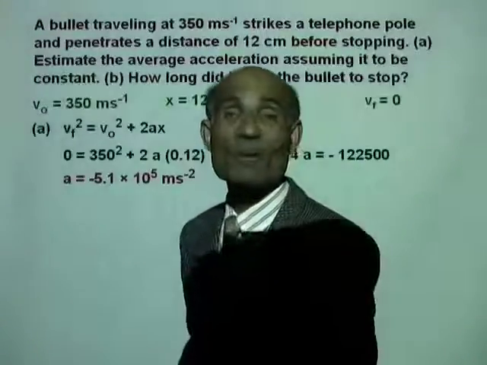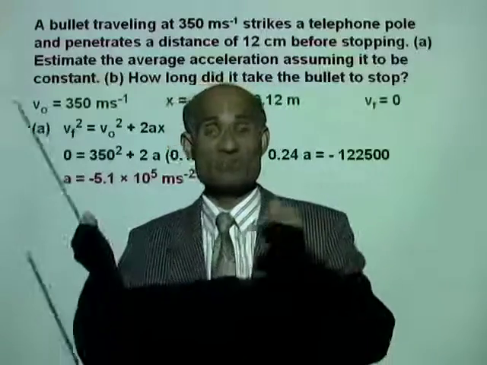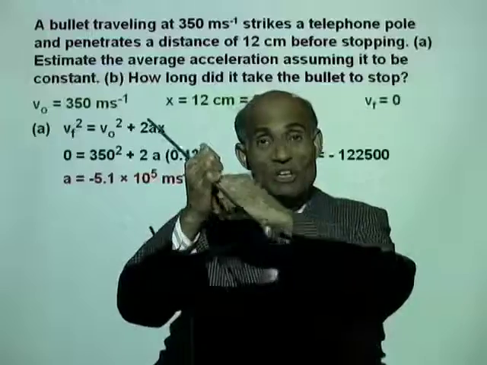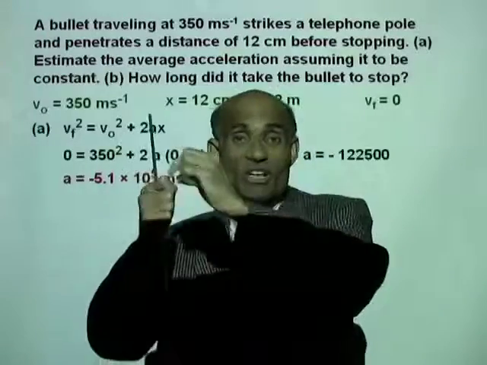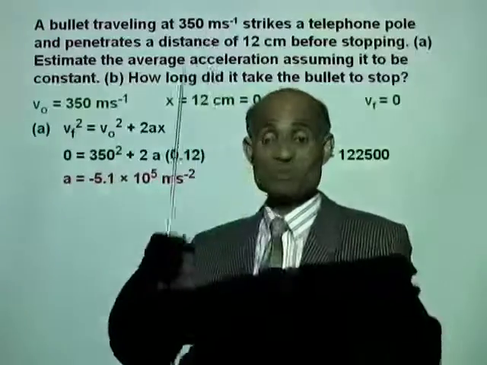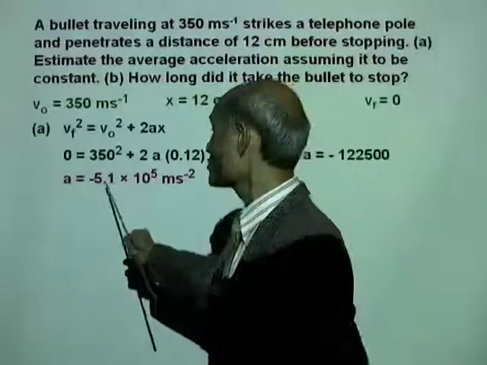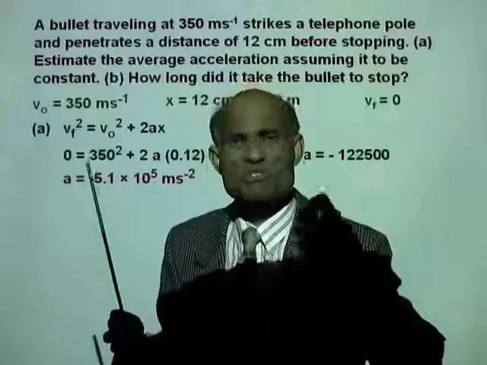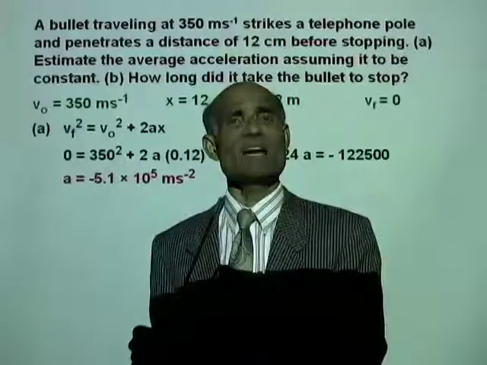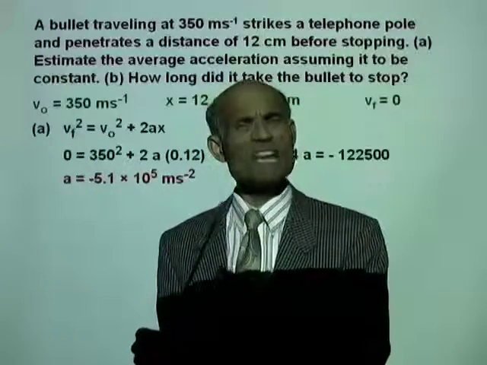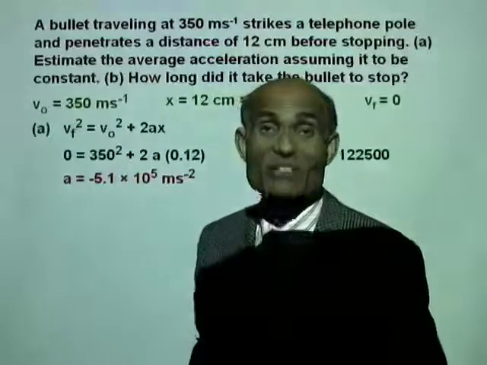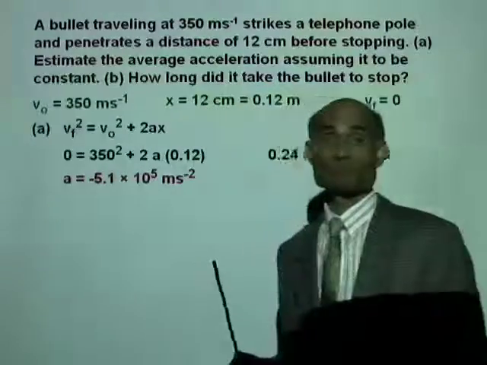Why is the acceleration negative? Because the bullet strikes and it is brought to rest. The acceleration is opposite to the velocity. The acceleration is negative. The bullet has a tremendous acceleration, and that is the reason why a bullet can kill, because of the tremendous acceleration it has when it hits.